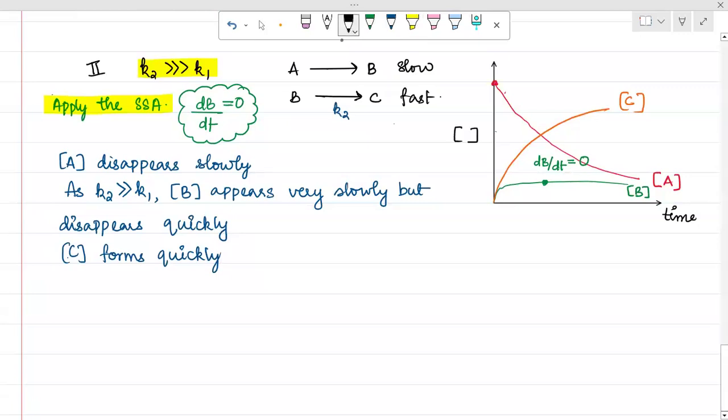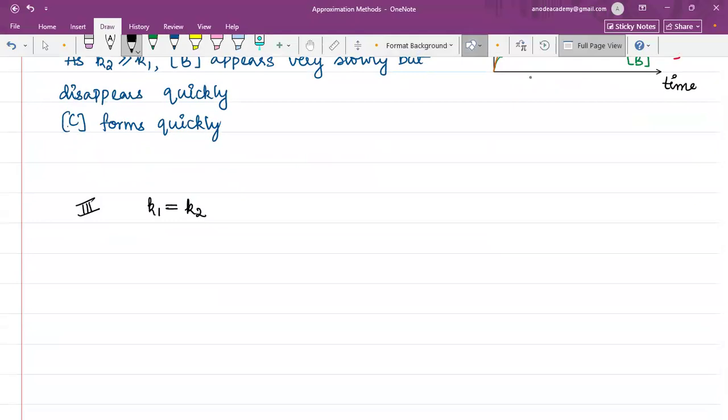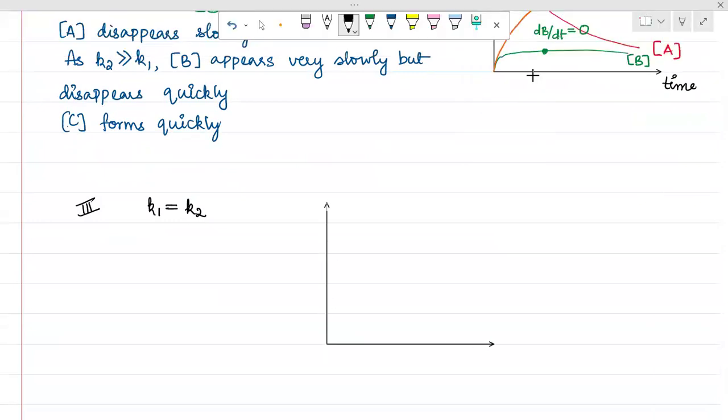There's one more condition, K1 approximately equal to K2. Plot it on your own. Now you know the concept. Try. Concentration of species, time along the x-axis. We have 2 steps: A giving B, rate constant is K1, and B giving C, product formation.